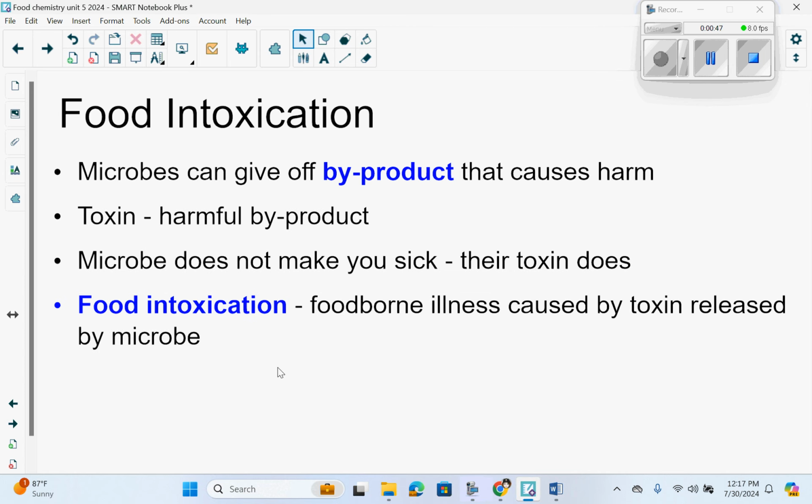Food intoxication: microbes can give off a byproduct that causes harm. The toxin is a harmful byproduct. So the microbe does not make you sick, their toxin does. Food intoxication is a foodborne illness caused by the toxin released by the microbe.